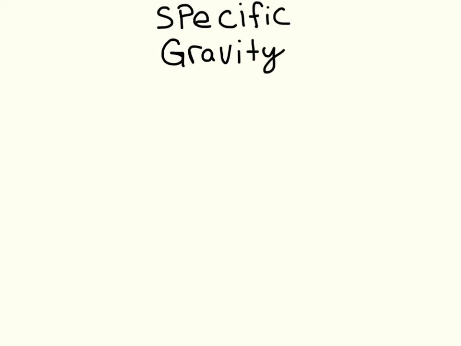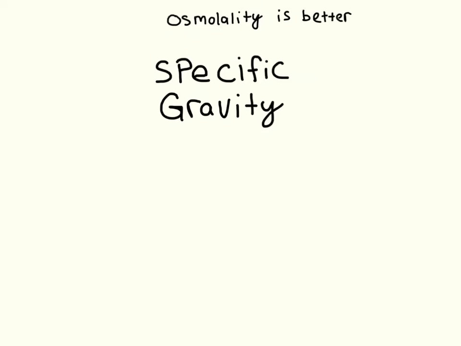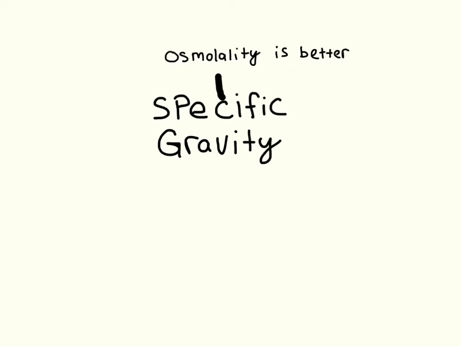Okay, now specific gravity. Before I talk about what specific gravity is telling us, I have to basically point out something. Osmolality is a better measure of what we're looking at than specific gravity. However, you can't measure osmolality on a dipstick. You have to have an osmometer. So for using a urinalysis dipstick, specific gravity is usually all that's measured.